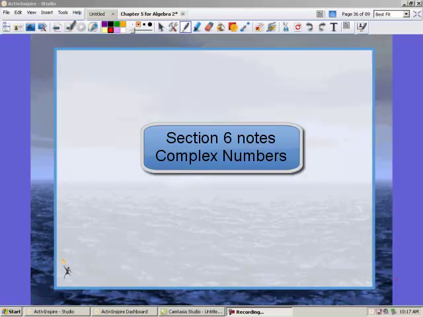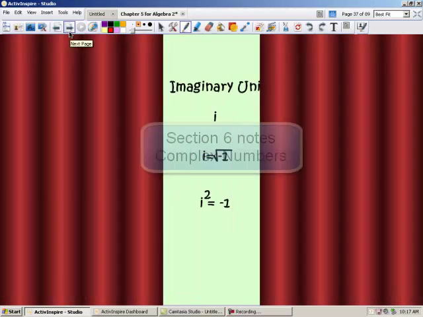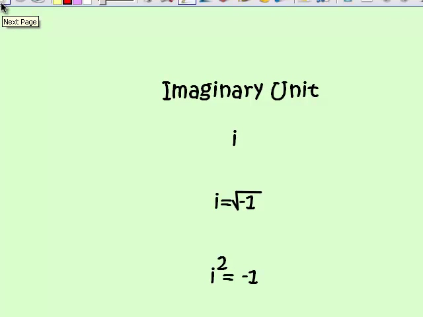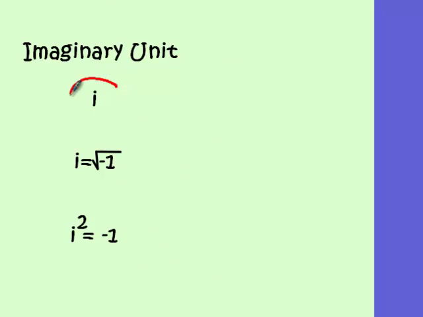Right, we are going to start the section about complex numbers. When we deal with complex numbers, it involves an imaginary unit, and that imaginary unit is the symbol i. And what i stands for is when you have a negative number underneath the square root sign, because you know that you cannot have a negative square root.